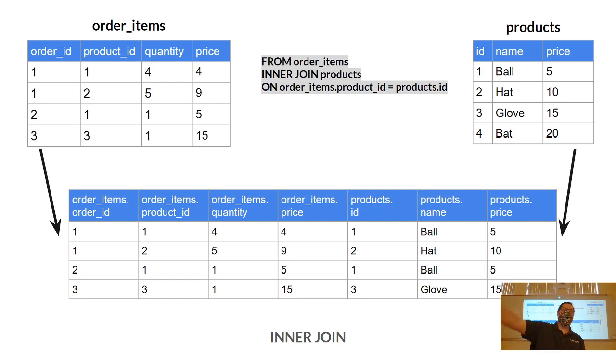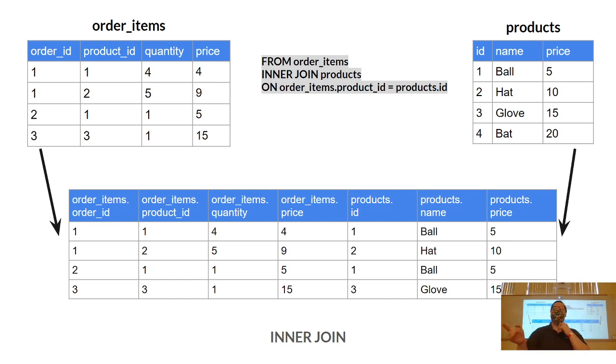Let's go back to the ERD. What's the relationship between products and order items? ERD, product ID. Okay, what's the relationship? What's the multiplicity? It's 1 to many. It's a 1-to-many relationship.